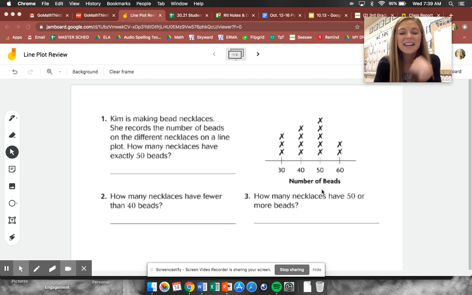Third graders. Today we're going to do part 2 of our math review because we have our math test tomorrow. Today we're just going to be doing a quick review over line plots, okay?